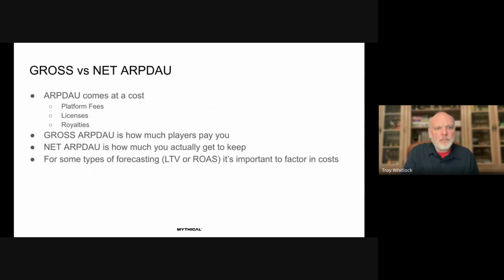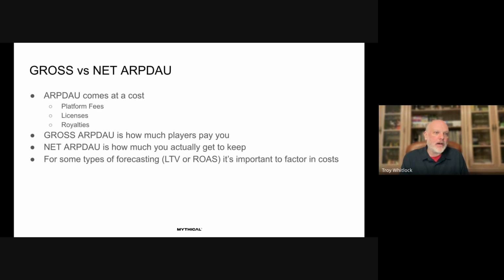All right. So maybe a note before the next chart: gross versus net ARPDAU. So ARPDAU comes at a cost. There are platform fees, and if you've got a license like NFL, then you have royalties and license fees that you have to pay. So the gross ARPDAU is how much payers pay you directly, but net ARPDAU is actually how much you get to keep after you've paid Apple and Google their 30% cut and any license or royalties. And for LTV and ROAS forecasting, it's better to factor in those costs so that you're not fooling yourself into thinking you're making a lot of money that you're not.